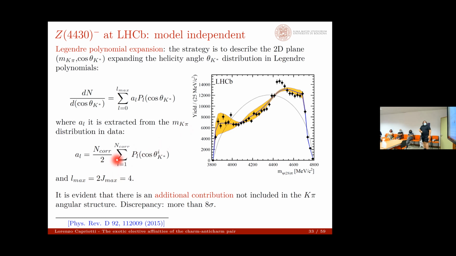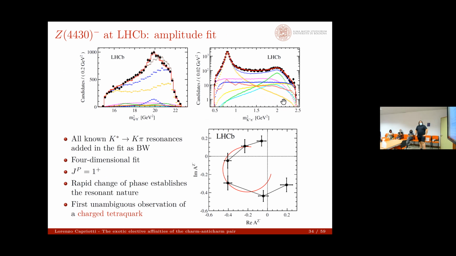And then you can have an analytical description of the mass, where it is evident that there's a structure here which is not described by this prediction. So this is an additional contribution. So we know that the reflections in the K-pi system, in the K-star system, cannot explain the spectrum. And there we go with an analysis, with an amplitude fit.